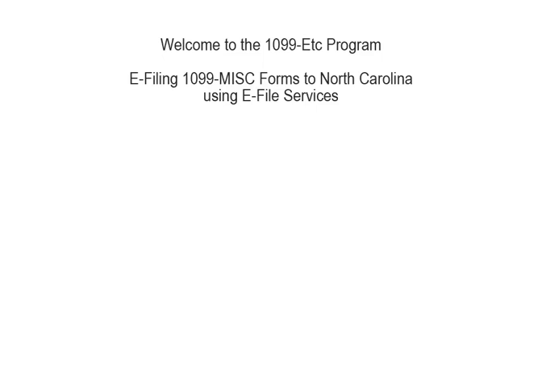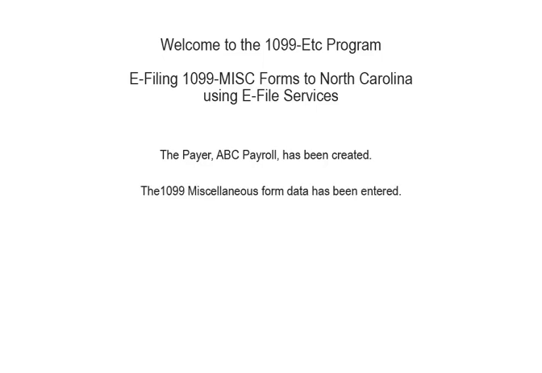This tutorial covers e-filing the 1099 miscellaneous forms to North Carolina using e-file services. Only the 1099 miscellaneous form can be e-filed to the state using e-file services. To begin, the pair ABC payroll has been created, and the 1099 miscellaneous form data has been entered.